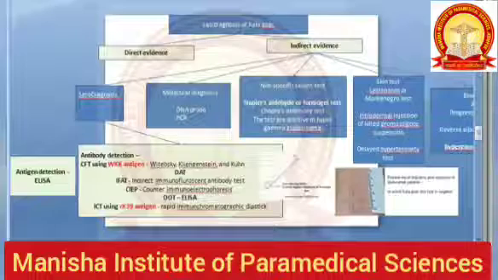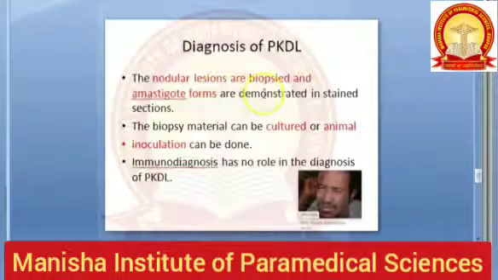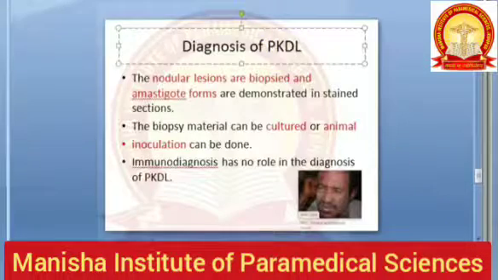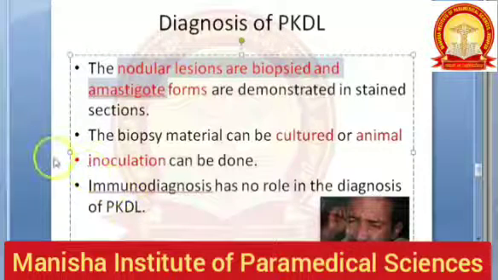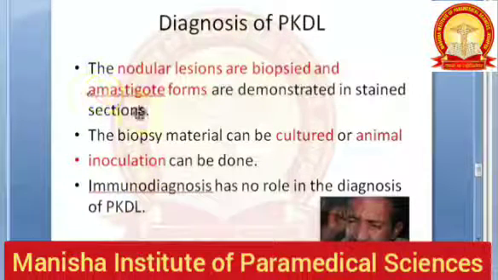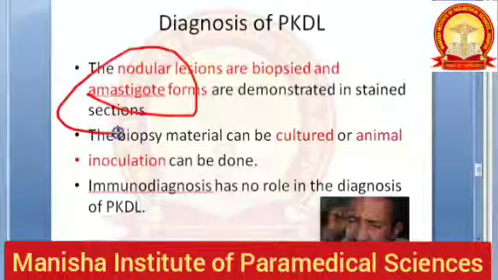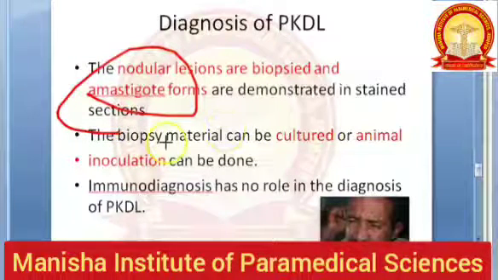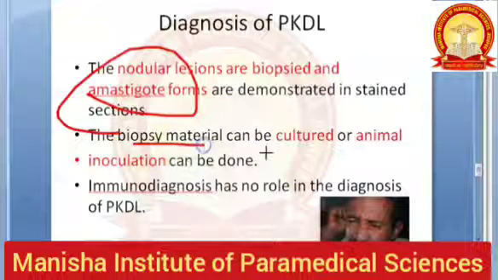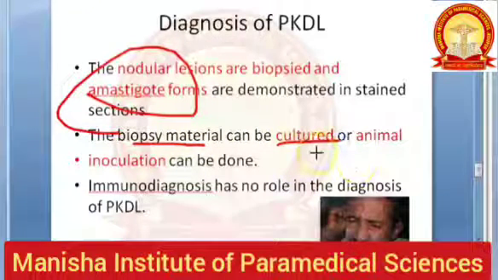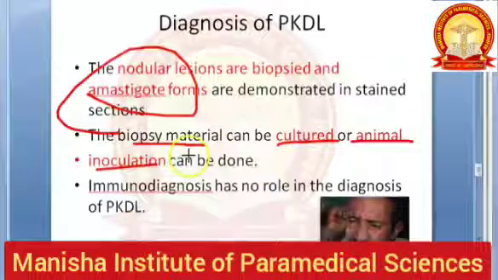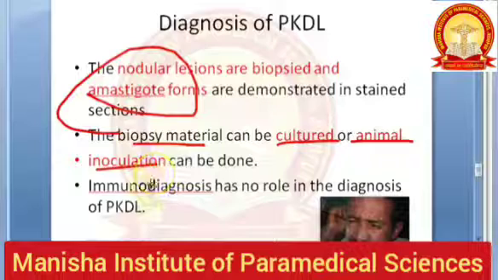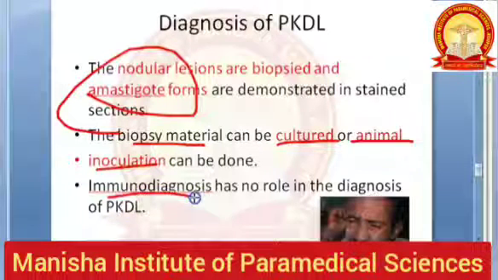Let's move on and just put a word on the diagnosis of post-Kala Azar dermal leishmaniasis. Here there will be nodules, you know that, and when you do a biopsy of the nodule, you will get the amastigote form only, because in humans you will find only the amastigote form, correct? The biopsy material you can culture, and when you culture, you will see the promastigote form. When you do animal inoculation, you will again see the amastigote form in the nodule. So basically it's almost the same thing as visceral leishmaniasis. Immunodiagnosis has no role, they are saying.